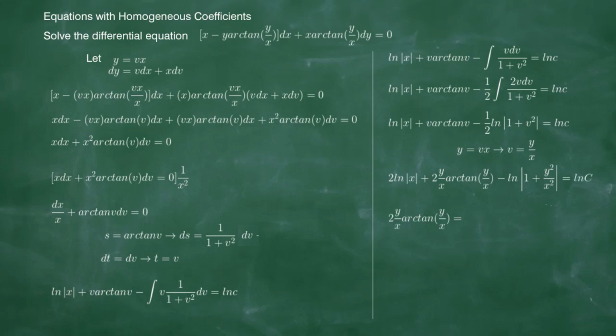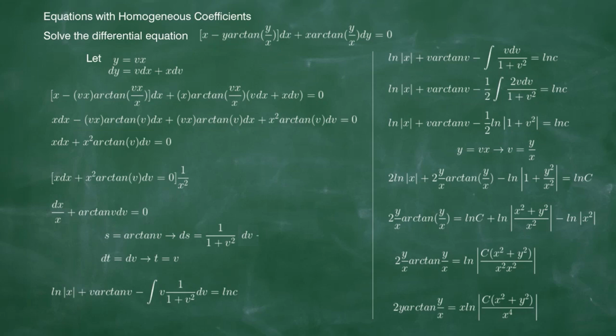And then we transfer all ln to the right side of the equation. We get ln of c plus ln of x squared plus y squared over x squared, where x squared will be the common denominator here, minus 2 ln x, which becomes ln of x squared. Again, by law of logarithm, the right side of the equation becomes ln of c times x squared plus y squared over x squared, divided by another x squared from ln of x squared. We multiply also the whole equation by x, and we get our final answer: 2y arctangent of y over x equals x ln of c times x squared plus y squared all over x to the 4th.